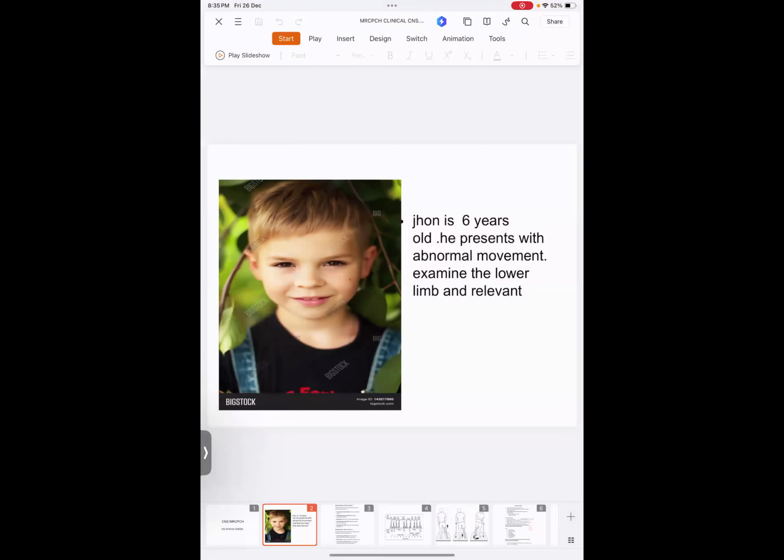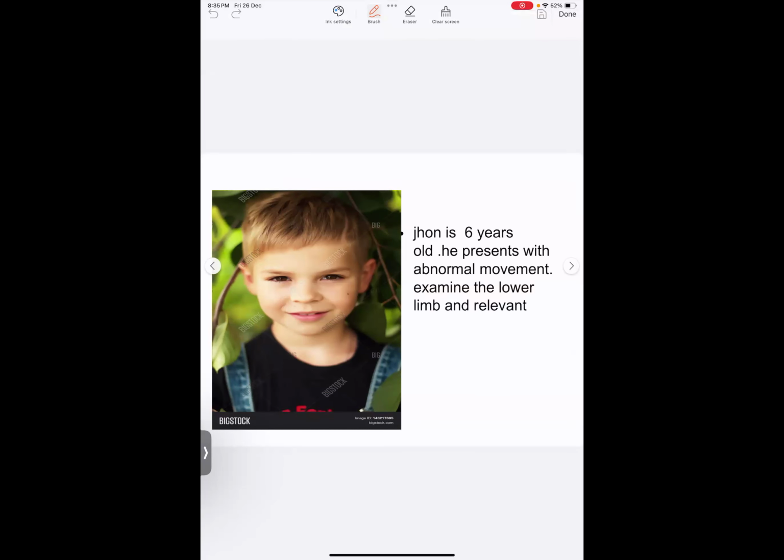I should start from here. I will enter the room and introduce myself to the examiner, and I will give my mark sheet to him.